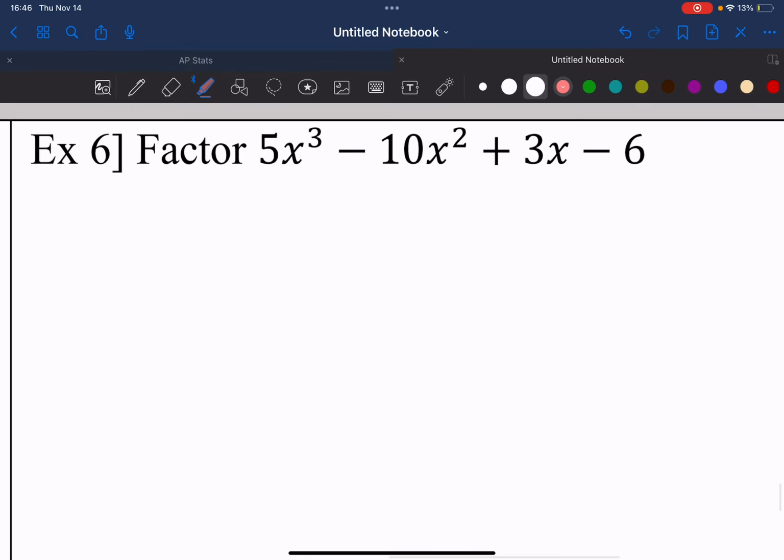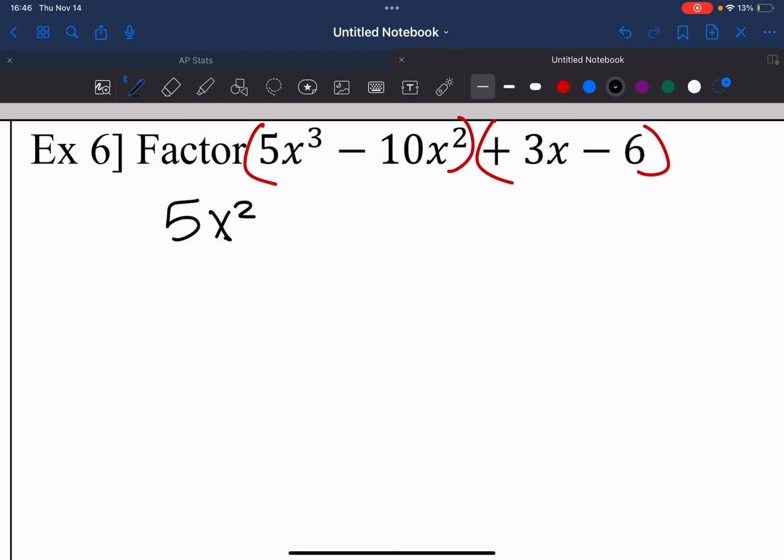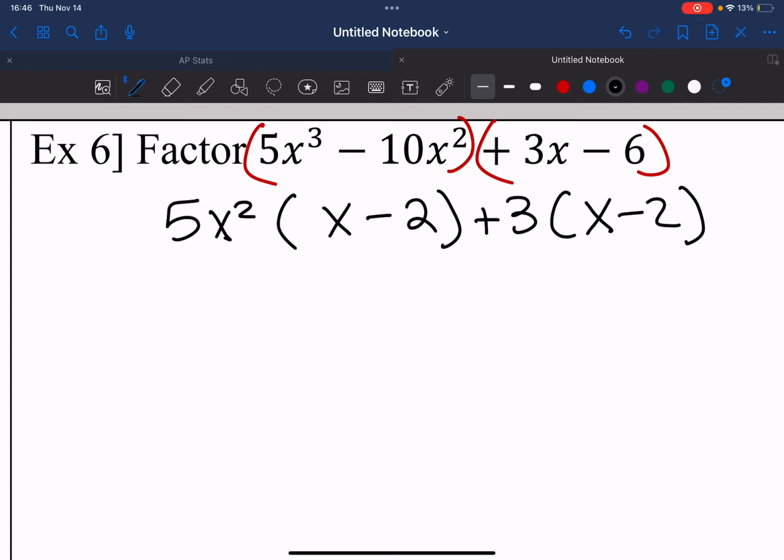Okay, again, number 6, notice how we have 4 terms. So I'm going to do factor by grouping and take out a GCF from each. So here I can take out a 5x squared, and I'm left with x minus 2. And here I can take out a positive 3, and I'm left with x minus 2.